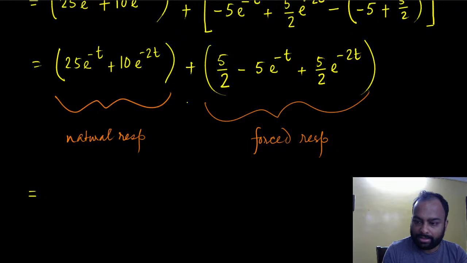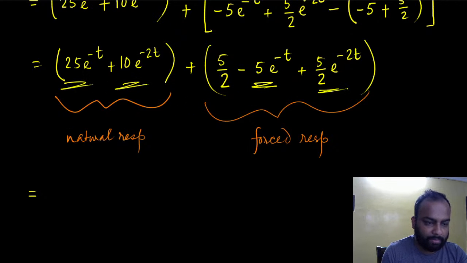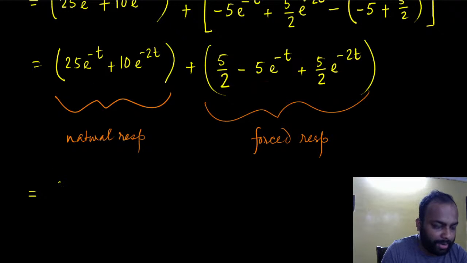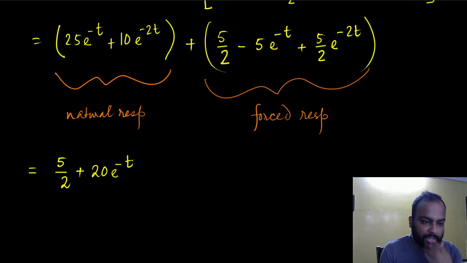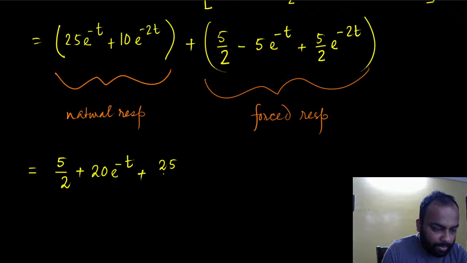So we can combine these two terms. This term can be combined with this term. There is no one stopping us from doing that, right? So the output ultimately is 5 by 2 plus 20 e to the power minus t plus 10 plus 5 by 2, that's 25 by 2, 25 by 2 e to the power minus 2t.